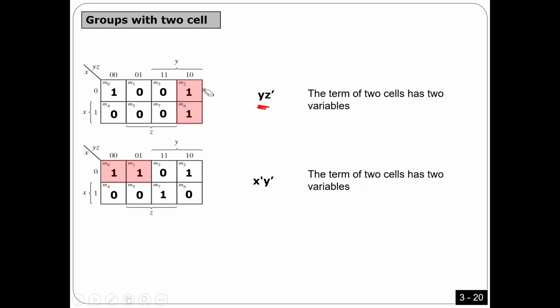Before I take your question, let's take, for example, this group here as an example. I already know, because this one has two squares, the term here has to have 2 variables. Okay. How can you get these variables? Let's look at x. This group is located in the area of x prime. I'm going to take x prime. Let's look at y. These 2 are located in the area of y prime. But if you look at z, this one is in z, this one is in z prime. So I have to remove z. Makes sense? Yes.